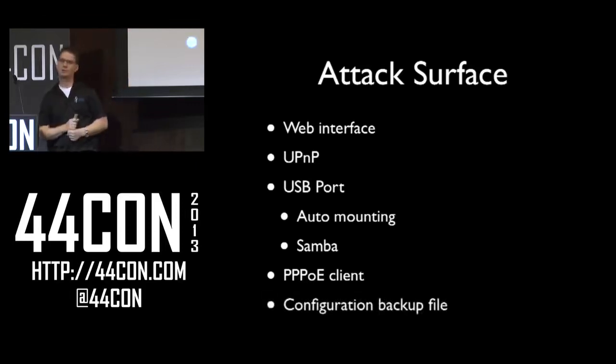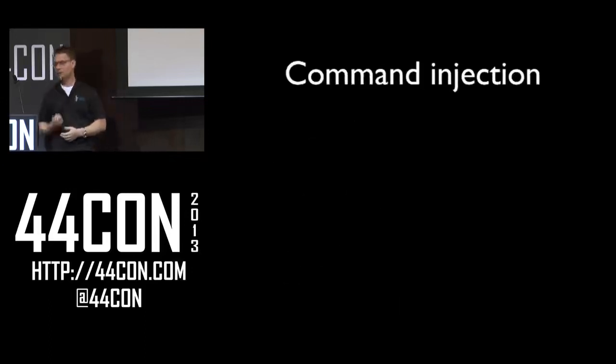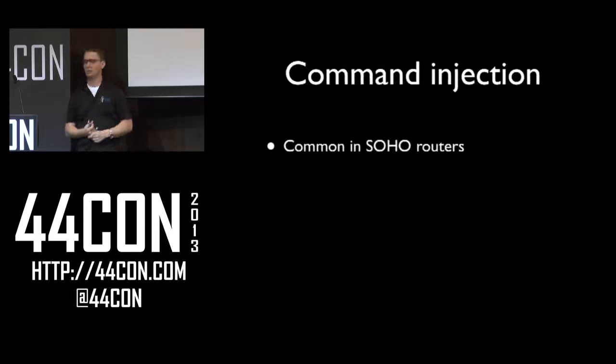And I spent quite a bit of time investigating the configuration backup file, which in theory represents a number of interesting attack vectors, and I'll go into that in detail in a bit. The first class of vulnerability that I looked for was a command injection vulnerability, and this is actually a really common class of vulnerability in SOHO routers. We come across them all the time, and usually we find a command injection and then that's it. You know, we're done. We can move on to some other device.